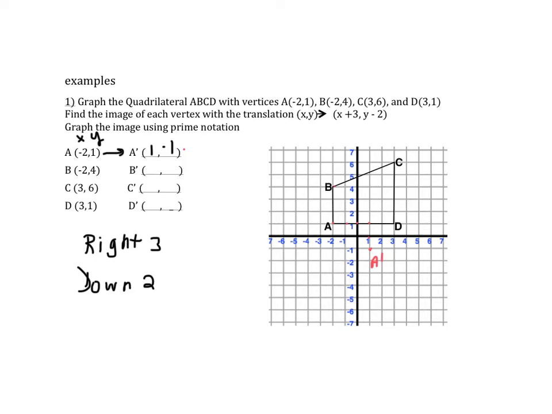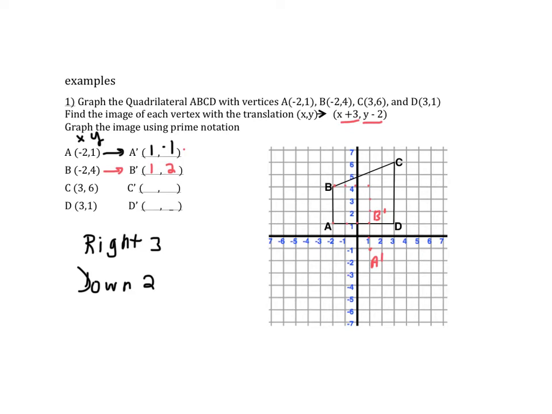So with point B, start with your pencil point on point B, go to the right 3, 1, 2, 3, down 2, and then B prime should be at (1, 2). Alright, so check that out. Right 3, I did x plus 3, so -2 plus 3 is 1. And then for the y value, I subtracted 2 according to this rule. So 4 minus 2 gives me 2. So that checks out. Don't forget the prime notation on each of your new points.